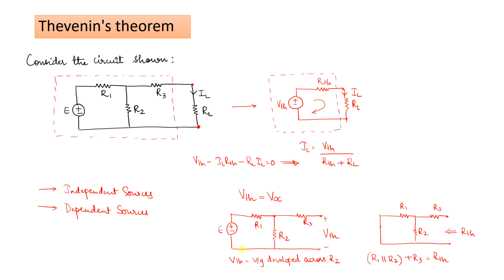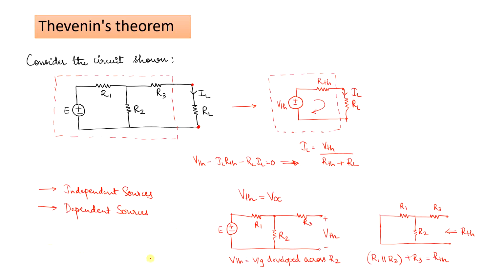Once both V Thevenin and R Thevenin are computed, draw them as a series combination of Thevenin voltage and Thevenin resistance. Whatever you had removed, the load, connect it back and compute the load current.